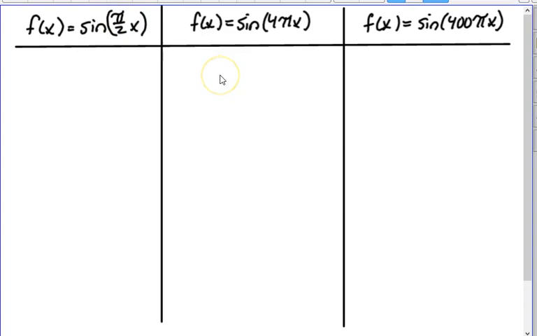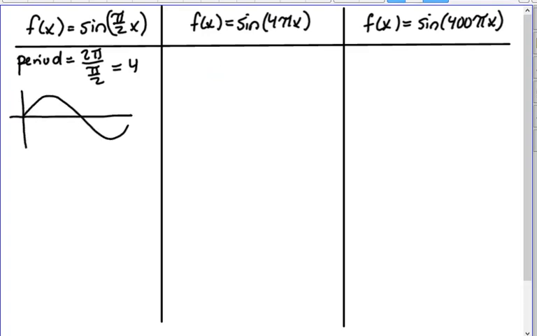So this first graph has a period of 2 pi divided by pi over 2, which is just 4. So that means this is just a little sine graph that completes its entire cycle in 4 units. So this would be 4 and 2 and 1 and 3. Okay, so we can say the period means that there are 4 units in one cycle. So one complete cycle of the graph takes 4 units to complete.